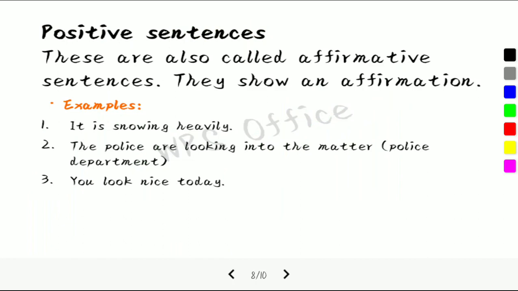Okay. So what are positive sentences? Positive sentences are those sentences which are also called affirmative sentences. They show an affirmation.